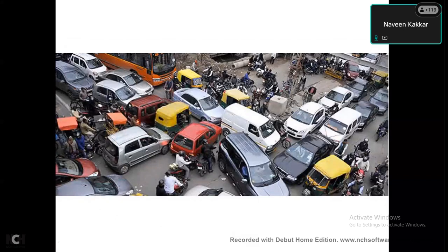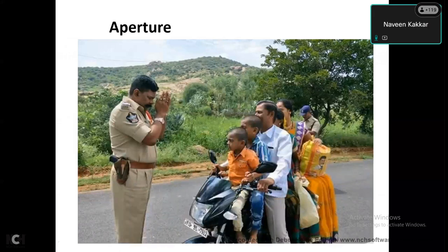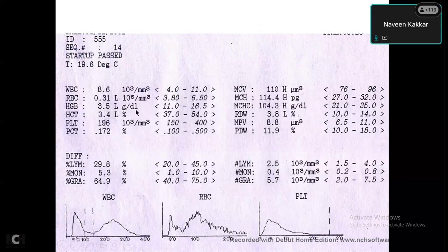Traffic jam, nobody likes it, neither does the aperture in our instrument. So when there are lots of RBCs coming together, the instrument gives up. And sometimes this is the diagnosis or the clue for this. So let's look at this example. The most important problem lies here.